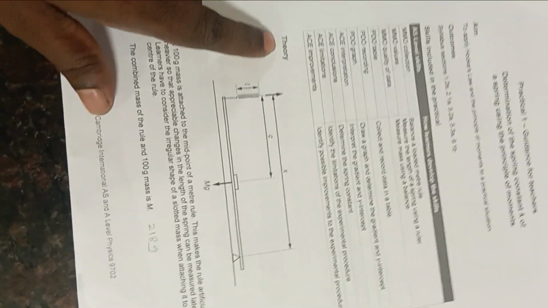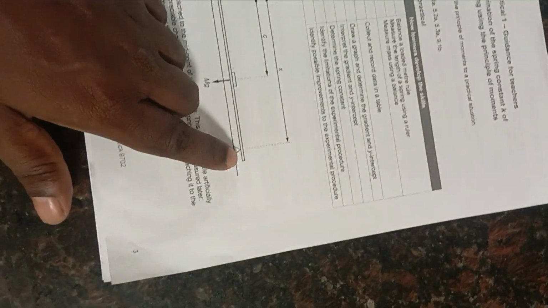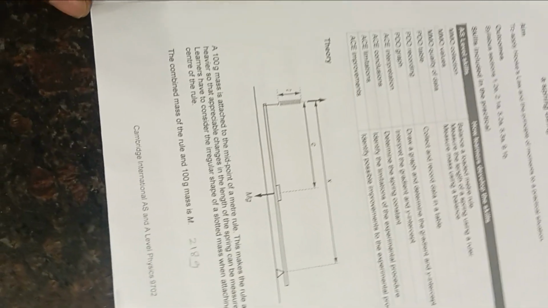So they are giving some situations here, the theory. There is a scale, a pivot, and a spring they are giving here. First we will see what apparatus we need. One, a retort stand. We have the stand here.